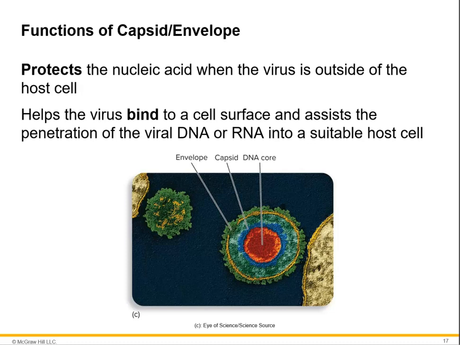So what is the purpose of a capsid and or an envelope? Well, these structures protect the nucleic acid when the virus is outside of the host cell. And they're also going to help the virus bind to the cell surface, like we said with the spike proteins, and assist in penetration of the viral DNA or the RNA into that cell.